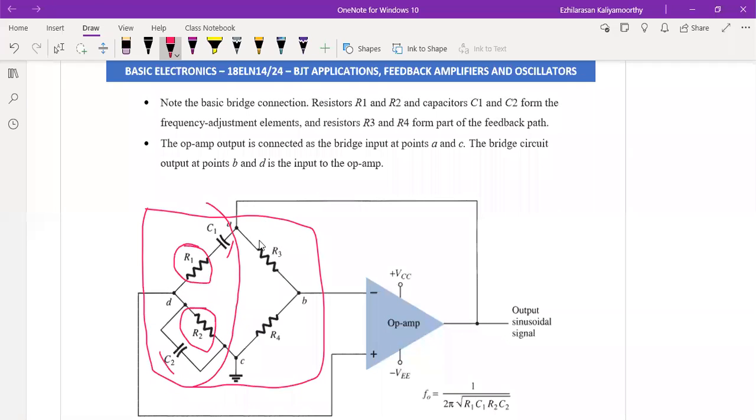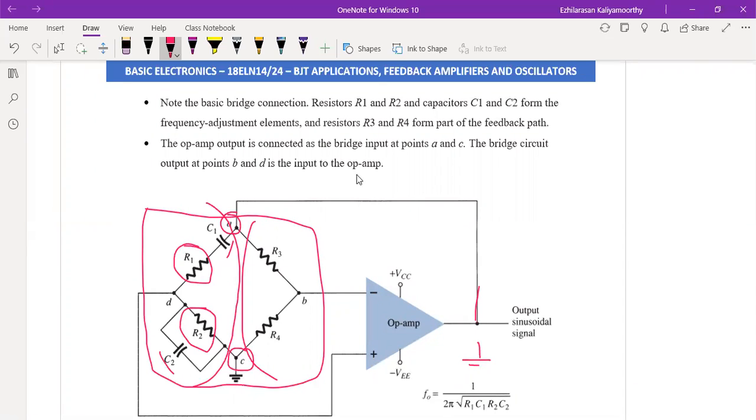And the resistor R3, this portion, and the resistor R4 form the feedback path. Then here the op-amp is connected as a bridge input at point A. See, this is point A, and point C. So point A and point C are connected to the operational amplifier output. You can see this output is connected over there. Then C is connected to ground.